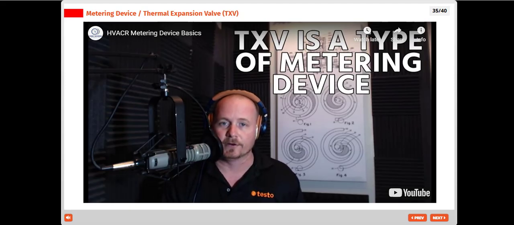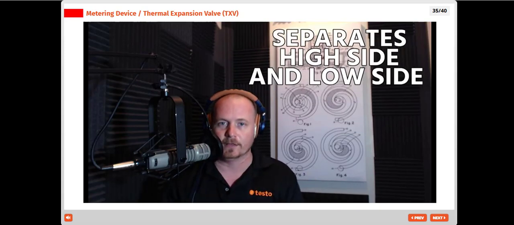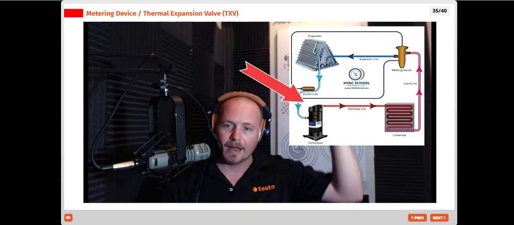If you look at the basic refrigerant circuit, you'll notice that the compressor and the metering device kind of split that circuit in two, where the compressor is the pressure increaser, and then the metering device is the pressure dropper before it goes into the evaporator coil.